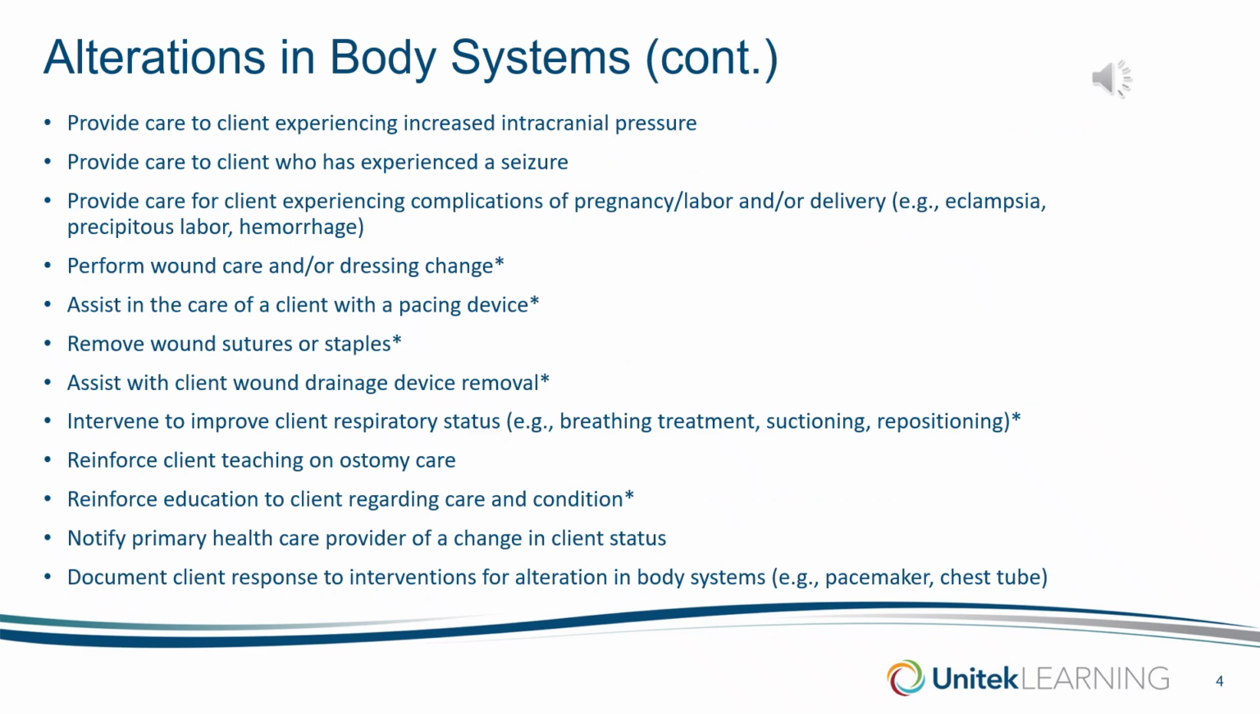When caring for clients with increased intracranial pressure, or ICP, we must monitor for changes in level of consciousness, pupil size, and Cushing's triad. Cushing's triad includes bradycardia, hypertension, and irregular respirations. Seizure care includes safety measures, like protecting the airway, padding the bed rails, and documentation of the event. Know obstetric emergencies, such as eclampsia, precipitous labor, and postpartum hemorrhage. These demand fast action to prevent maternal and fetal harm.